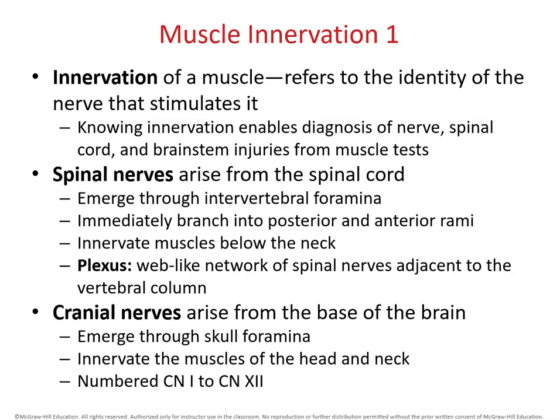Muscles have to be innervated in order for the signal to move to get to the muscle. Okay, so knowing where and how that innervation happens allows us to make a diagnosis of different disorders. We can use muscle tests as part of the diagnosis of nerve or spinal cord or even brainstem injuries. And we're talking about innervation of muscles. We can talk about either spinal nerves that come from the spinal cord or cranial nerves that come from the base of the brain.